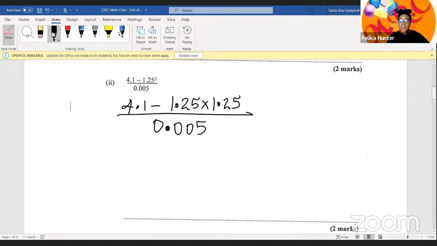And your calculator is programmed to operate in the BODMAS procedure. So it would actually do the multiplication before the subtraction. So you don't need to worry about that aspect, right? So you can put all of that in the calculator.